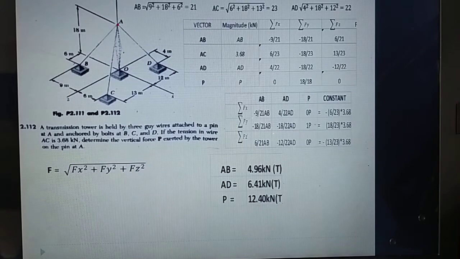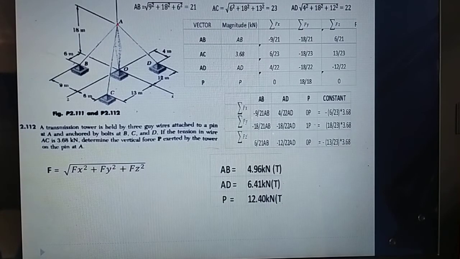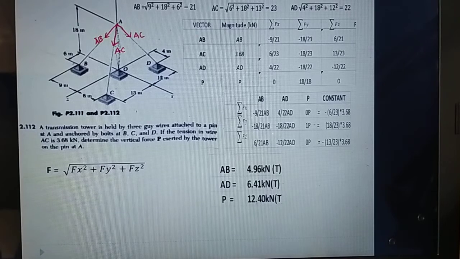Okay, so to maintain the equilibrium and the tower stands in its straight direction, the wires have the tension effect on the tower. This is wire AC, and AD has the tension effect, also the wire AB. So that is AB, AC. So to remain in equilibrium, the tower exerts also the opposite force. Let's say this is force P exerted by the tower.